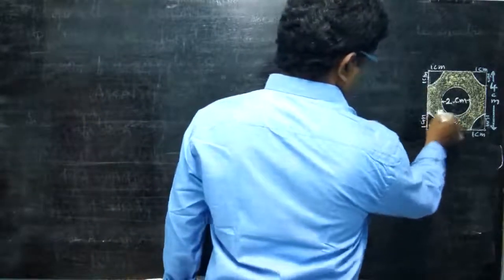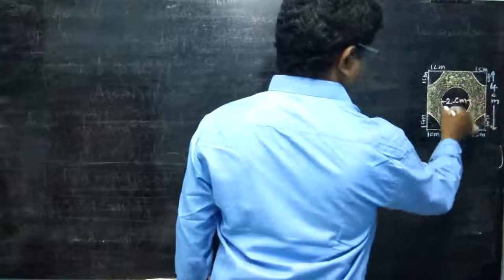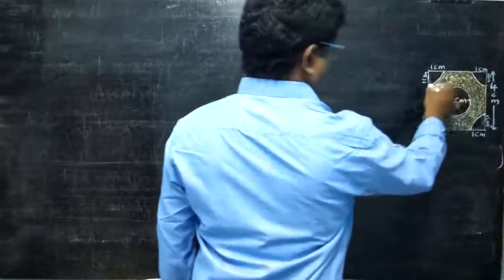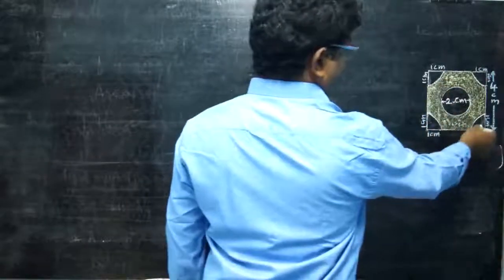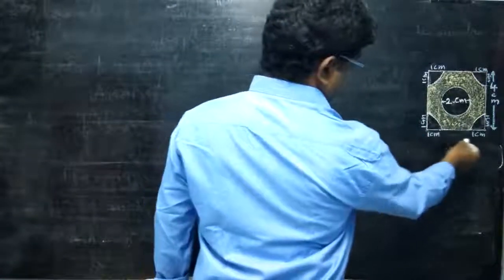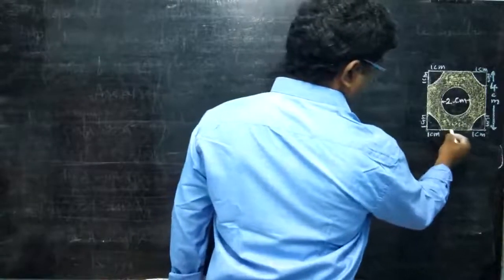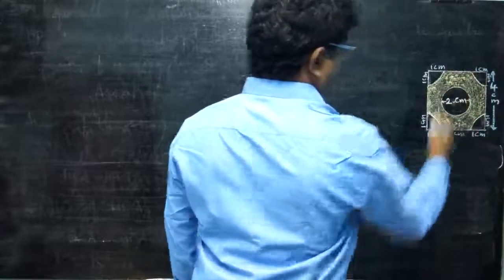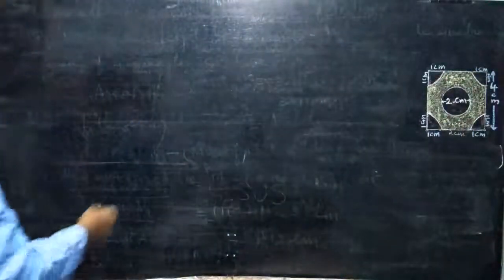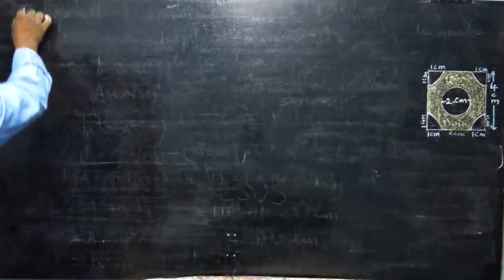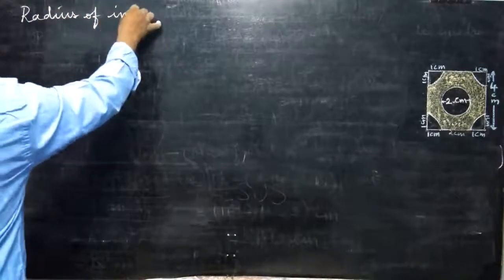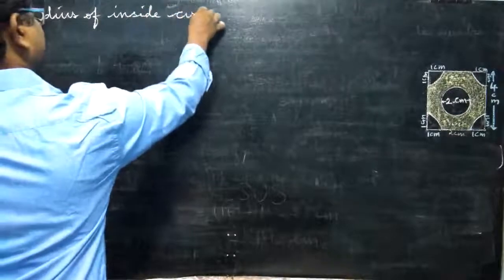Now they are asking to find the perimeter of the shaded region. Perimeter means inside there is a circle, so find the circumference of the inside circle, and the quarter circles, four of which make one circle, so find that circumference also. Here the side is 4 centimeters; if you subtract 1 centimeter and 1 centimeter, it will be 2 centimeters. So we have to add all this. First I am going to find the radius of the inside circle, which we got as 1 centimeter.